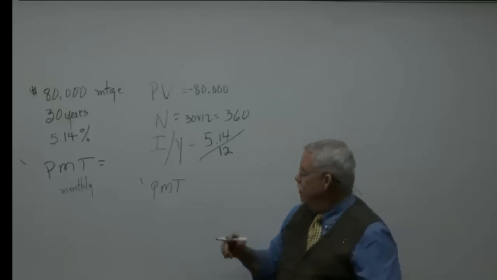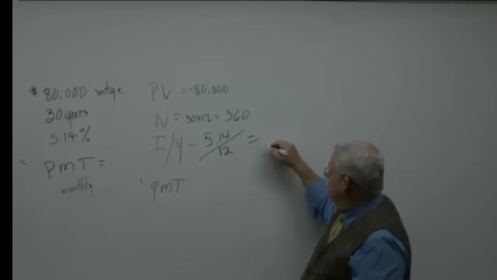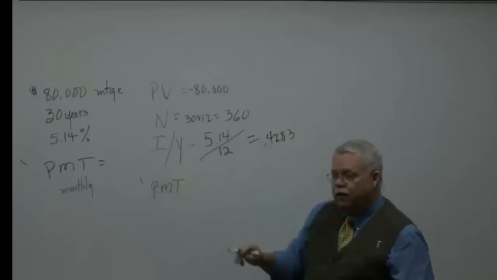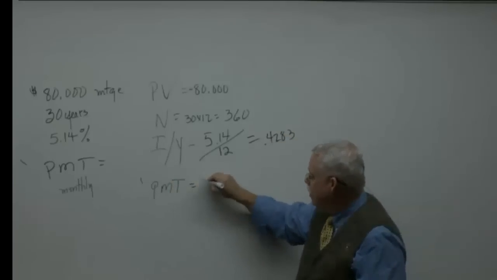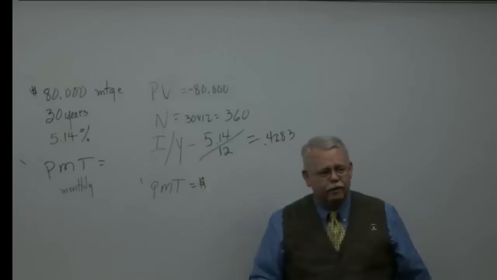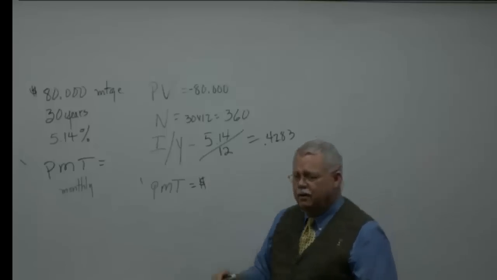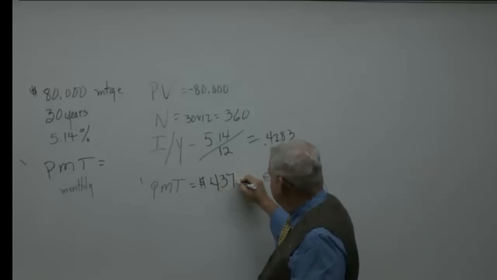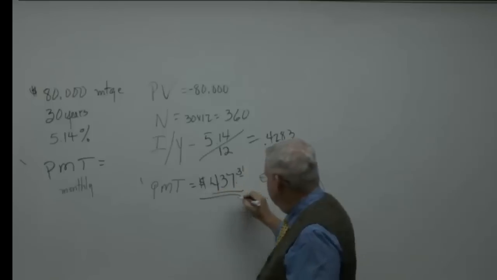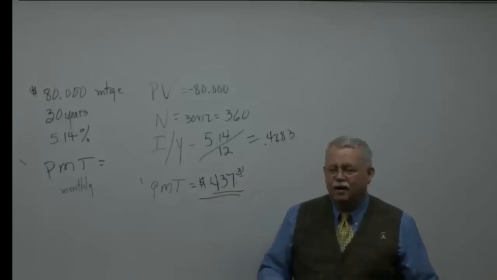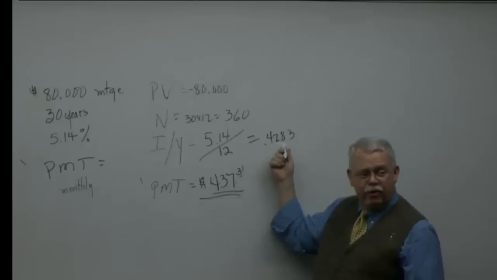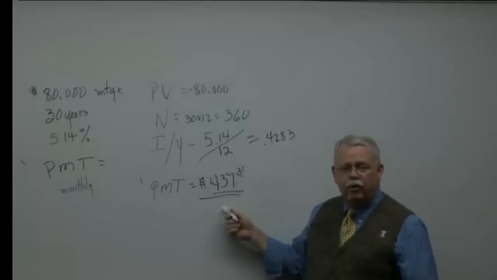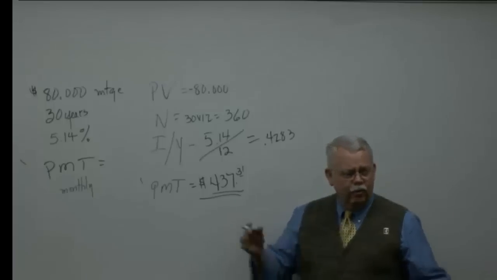So, whatever that was, .4283. And then calculate your payment. There we go. How much is your payment? 436.31. I got 436.36. That's a rounding difference. Some of your calculators are rounding to 2 points, some are rounding to 4. Either answer is absolutely correct. 436 point anything.